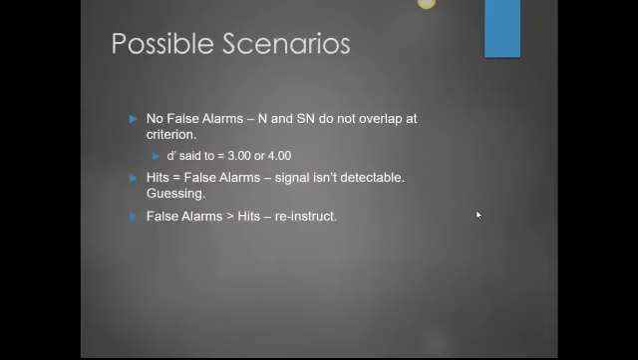So we have several scenarios. We have no false alarms, where the noise and the signal-to-noise graphs do not overlap at the criterion, and the D prime is said to be 3 or 4. And the hits equal the false alarms means that the signal is not detectable and they're guessing. So if you have the same number of hits as you do false alarms, they're just guessing. And if the false alarms are greater than the hits, then you need to re-instruct them definitely.